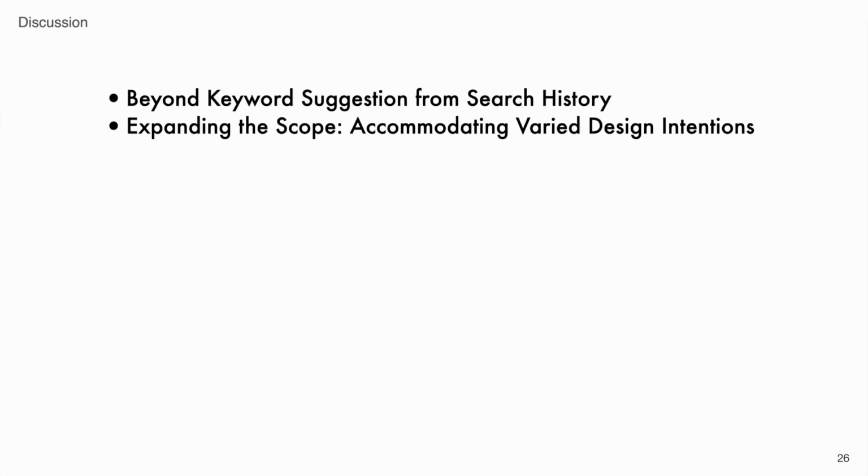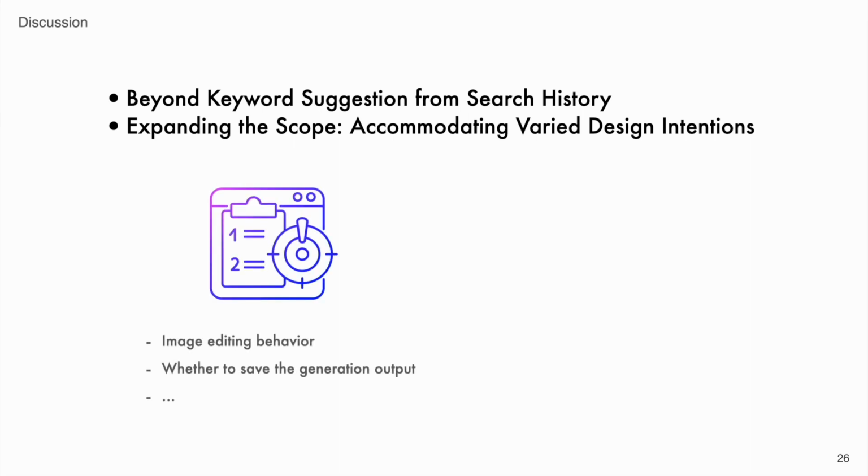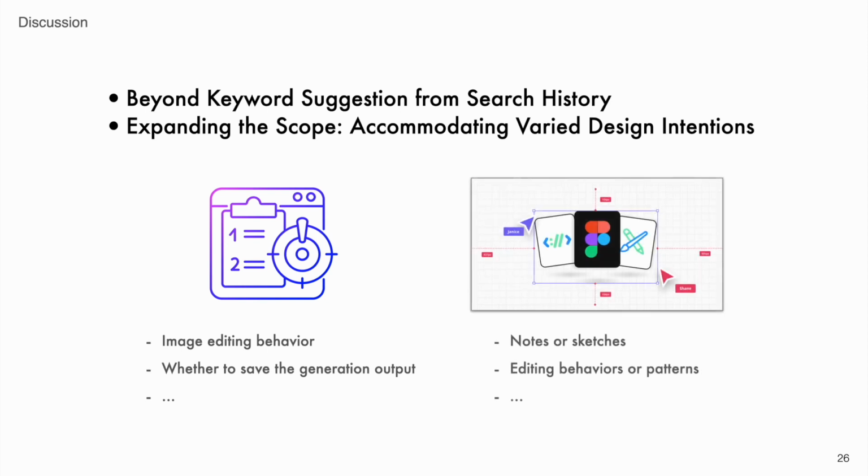In future research, we are considering providing more diverse suggestions, such as suggesting modification areas rather than just modification keywords, based on specific behavior patterns such as which areas users modify when editing images and how many times they save the modified images. Additionally, we aim to support the expression of the designer intent not only in the visual search process but also in other design processes.